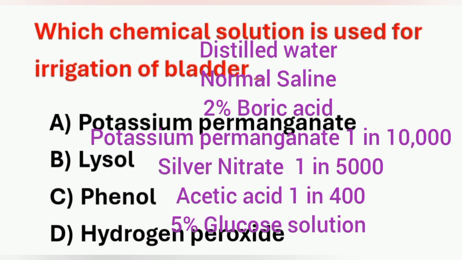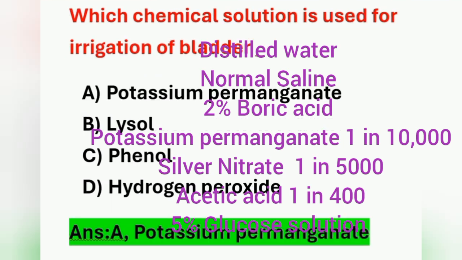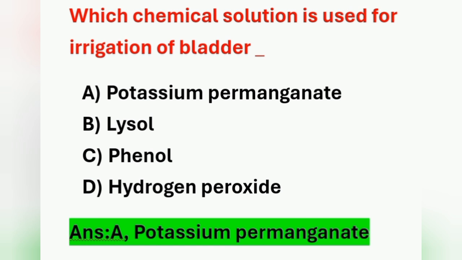The solutions which are used for bladder irrigation include distilled water, normal saline, then 2% boric acid, then potassium permanganate 1 in 10,000, and silver nitrate solution 1 in 5,000, and acetic acid 1 in 400, and 5% glucose solution. Here in our options, potassium permanganate is there. So that is the correct answer. The solution used for bladder irrigation is potassium permanganate. The ratio is 1 in 10,000.